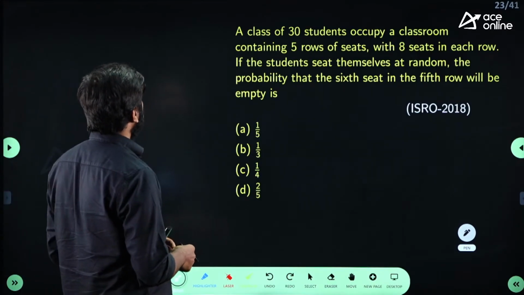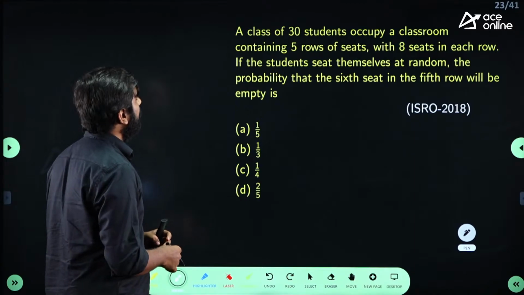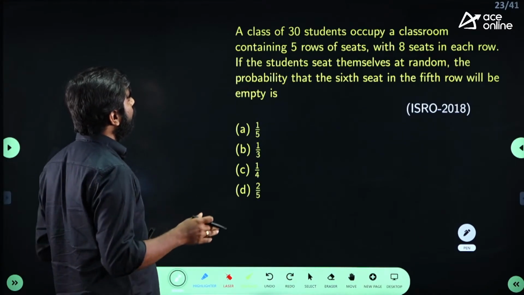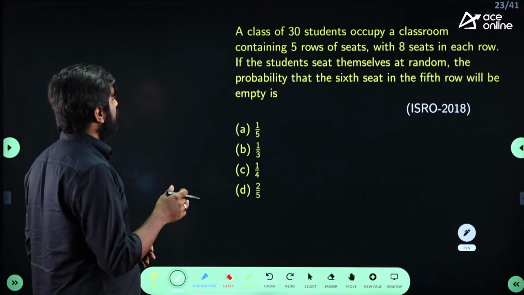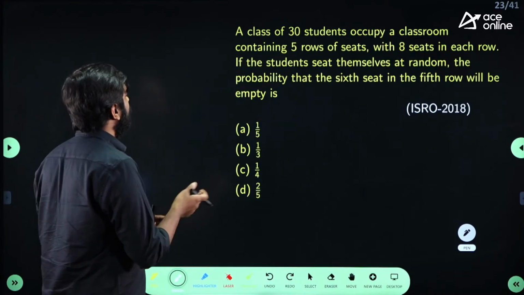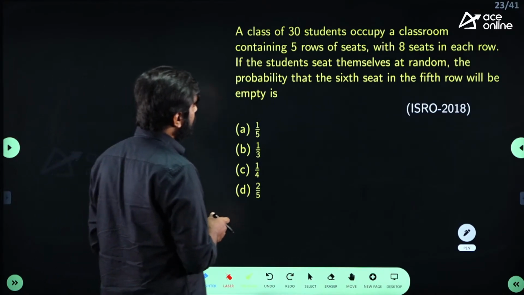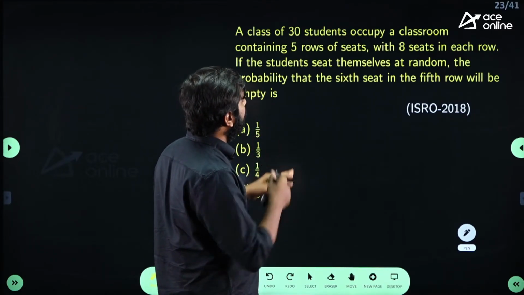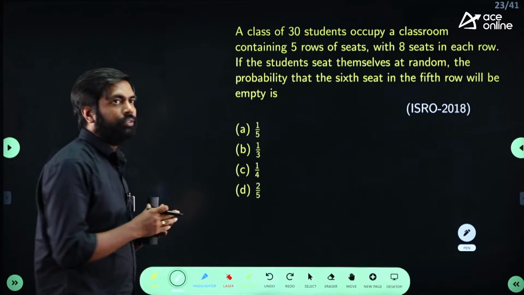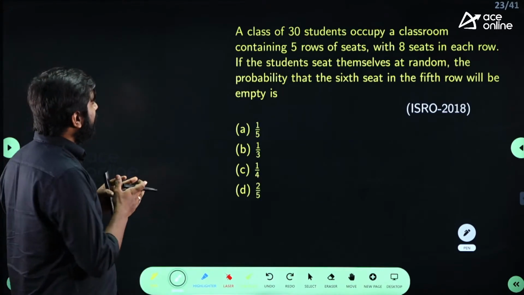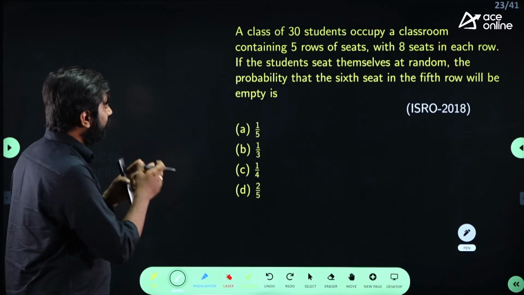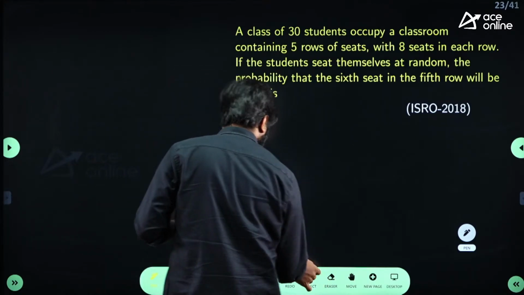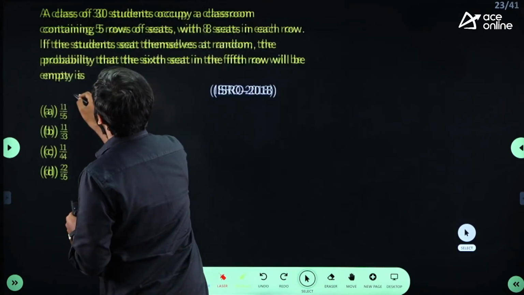So there are 30 students who occupy a classroom containing 5 rows with 8 seats in each row. If the students sit themselves at random, the probability that the 6th seat in the 5th row will be empty is dash. So total there are 30 students, there are 5 rows.